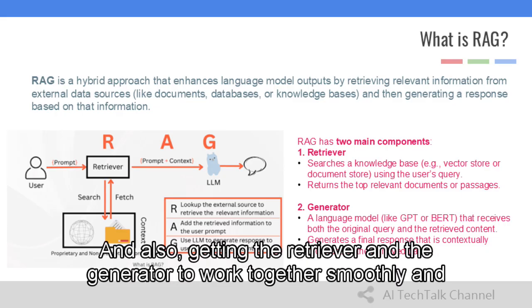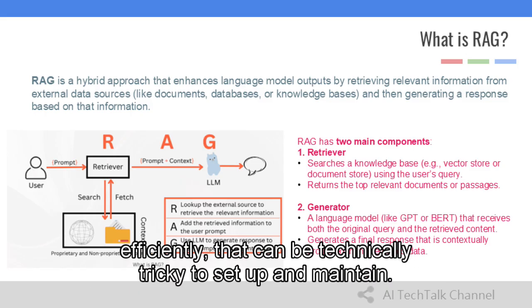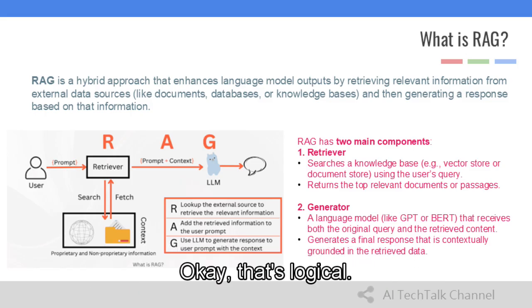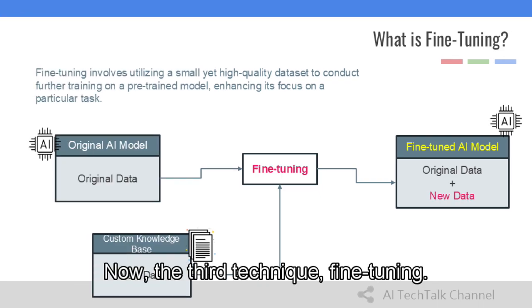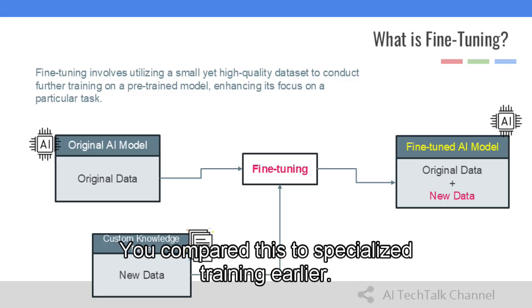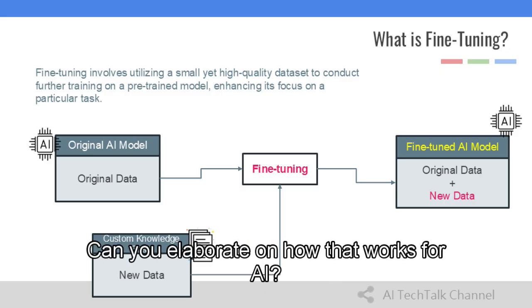Exactly. And also, getting the retriever and the generator to work together smoothly and efficiently can be technically tricky to set up and maintain. Okay, that's logical. Dependency and integration complexity. Now, the third technique, fine-tuning. You compared this to specialized training earlier. Can you elaborate on how that works for AI?